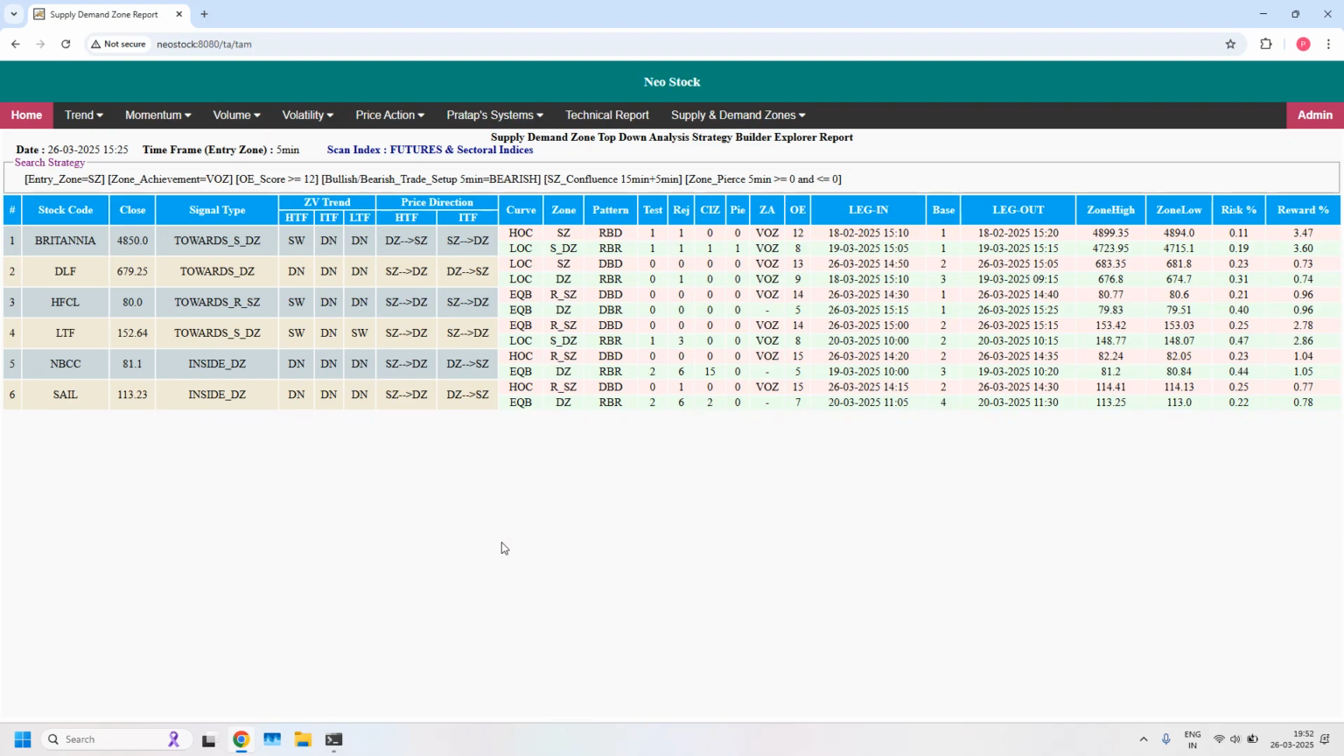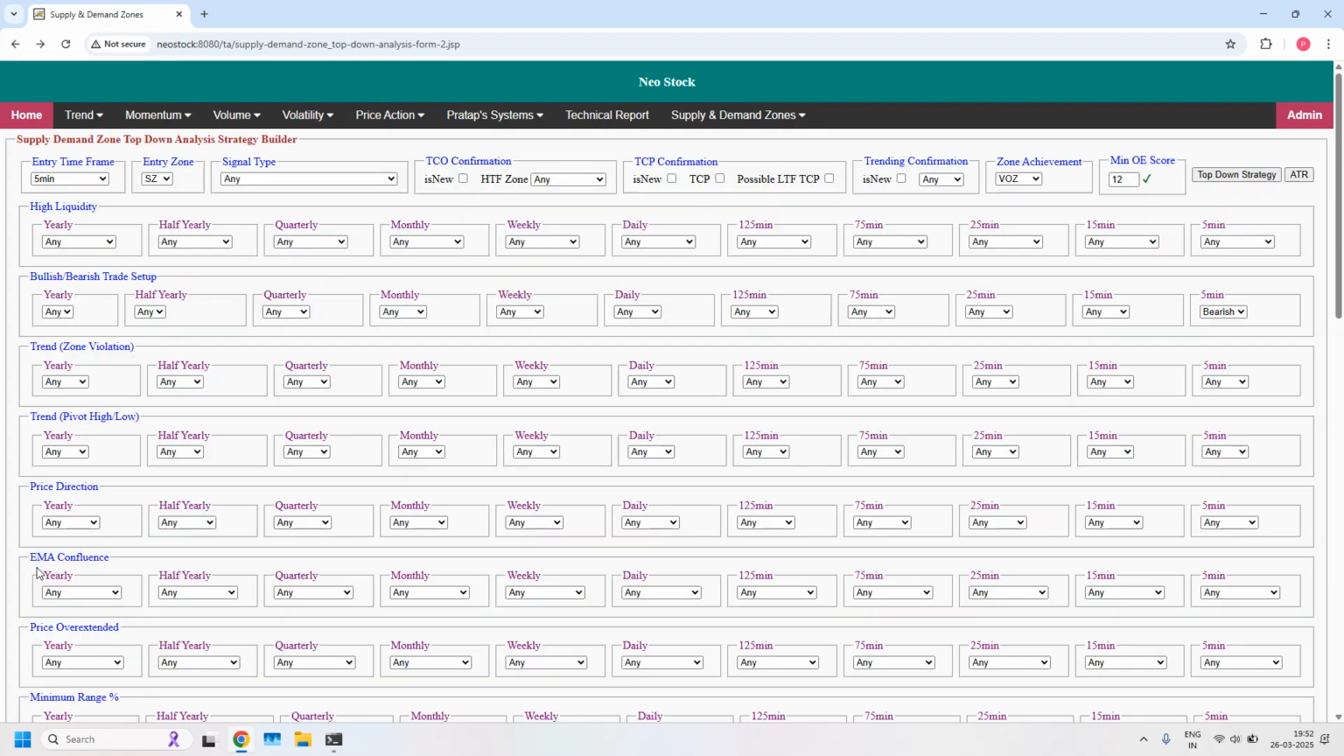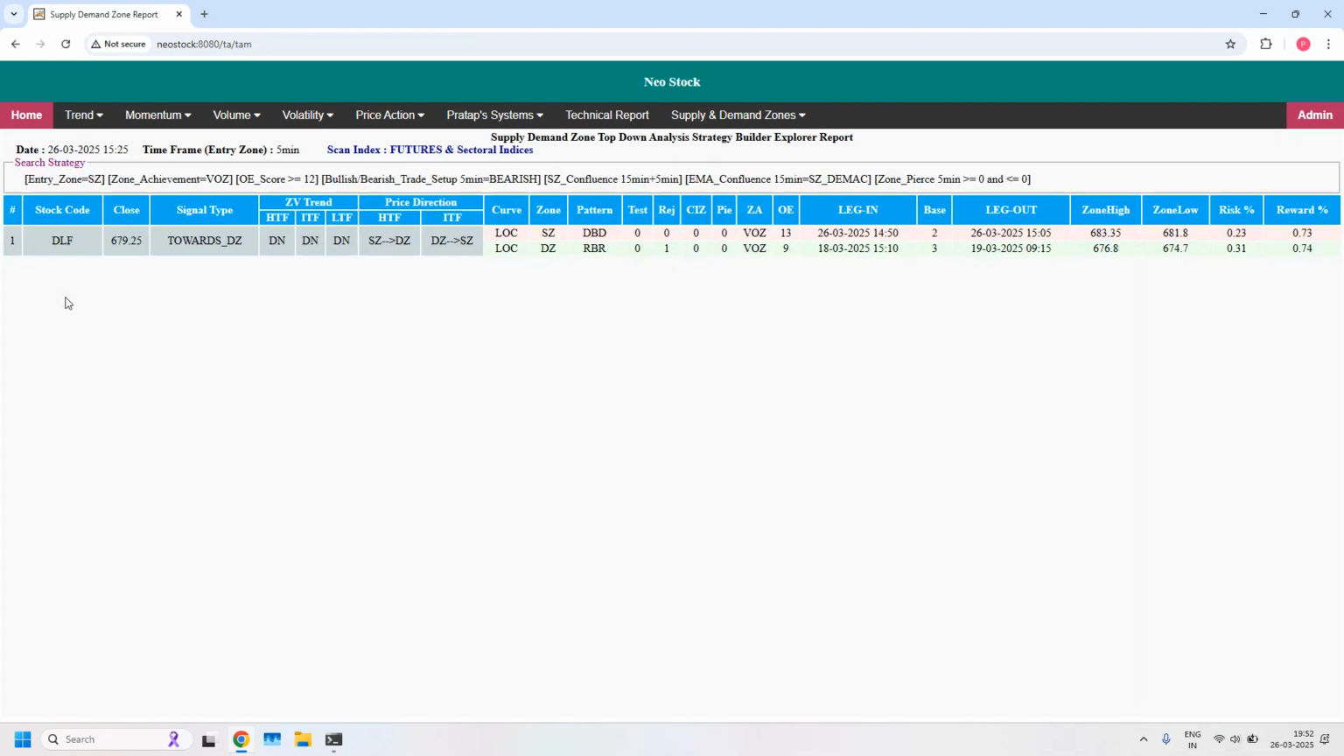Let us check if any of the 15 minute supply zones are having daily EMA confluence. So with 15 minute supply zones with daily EMA confluence, we got 1 stock. So DLF, this 5 minute supply zone might have a higher probability to get success compared to the other stocks. So this is based on LTF, ITF supply zone confluence and ITF EMA confluence.